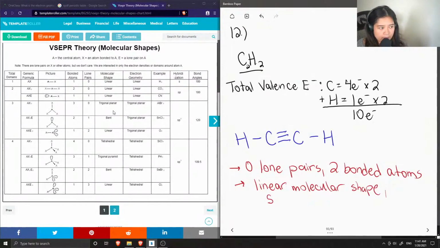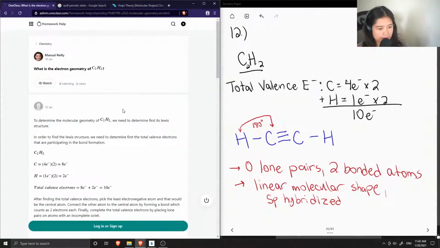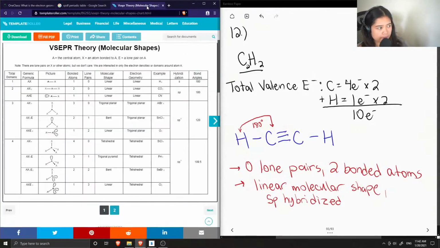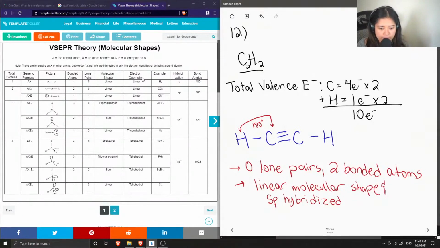The carbons are sp hybridized, and the bond angles are 180 degrees. So you can kind of already see here how these bond angles are 180 degrees. And electron geometry is also linear. So linear molecular shape and electron geometry.